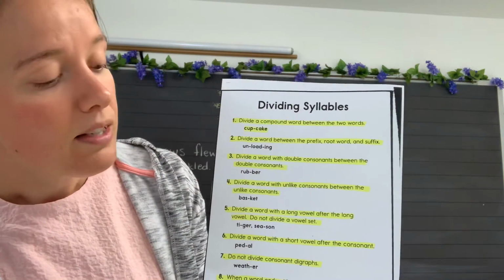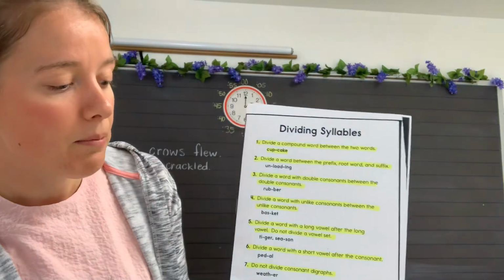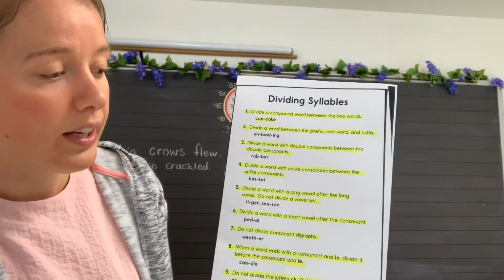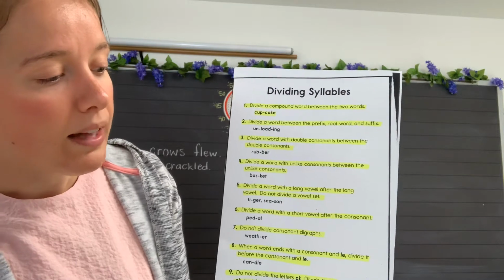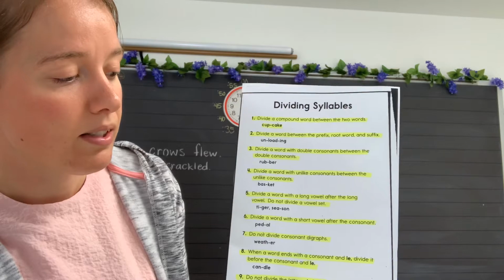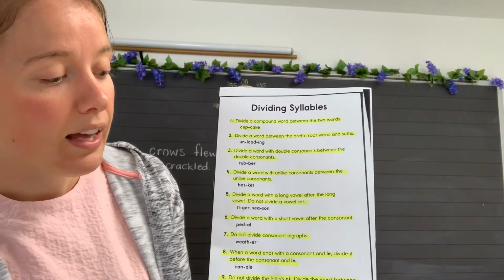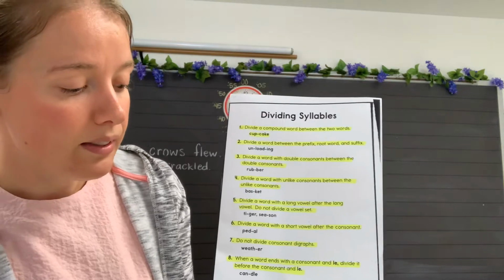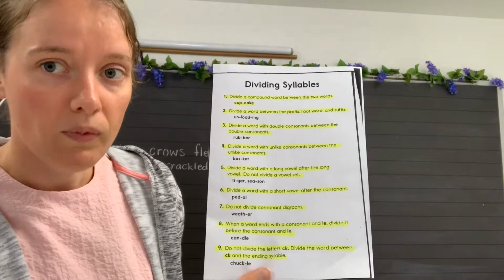Number six, divide a word with a short vowel after the consonant. Number seven, do not divide consonant digraphs. Number eight, when a word ends with a consonant and LE, divide it before the consonant and LE. Number nine, do not divide the letters CK. Divide the word between CK and the ending syllable. Okay, so that is dividing syllables.